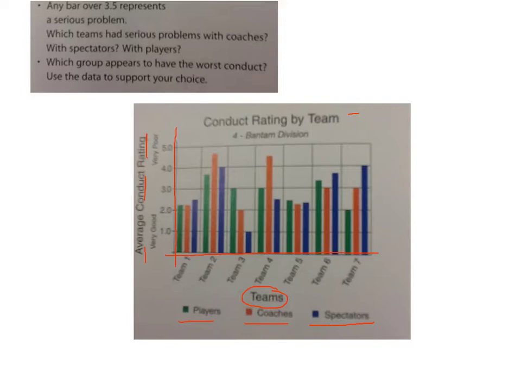And you can see here it's from very good at a 1. Remember they told us that a second ago. And up top we have a 5, which is very poor. So the higher the bar is, the poorer the behavior was. If we look at this up here, it tells us any bar over 3.5 represents a serious problem. That's never good. That's bad. Which teams had serious problems with coaches?